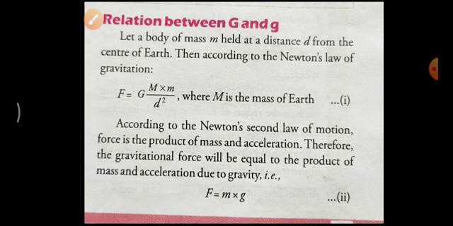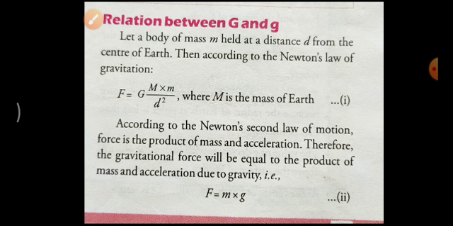Today we will discuss and learn about the relation between capital G, the gravitational constant, and small g, acceleration due to gravity, and how to calculate the value of small g. So let's start. Relation between capital G and small g. Capital G stands for the gravitational constant and small g stands for acceleration due to gravity.